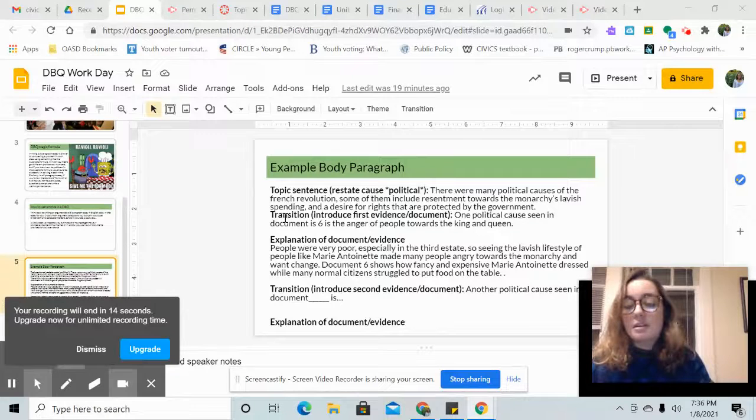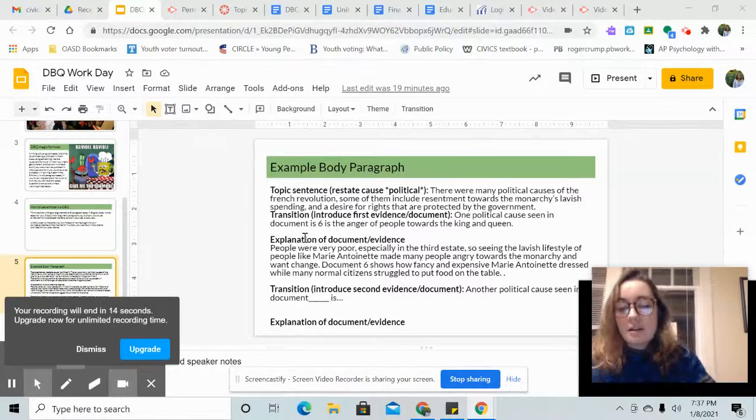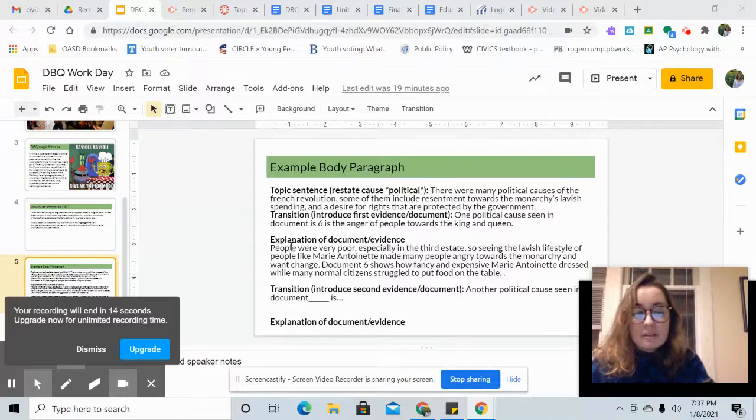All right, so now I'm going to have a transition and introduce the first piece of evidence, aka the document that I'm talking about. So, one political cause seen in document 6 is the anger of people towards the king and queen. Okay, so I referenced the document. Now I need to explain what I mean by this. Okay, so here's my explanation.